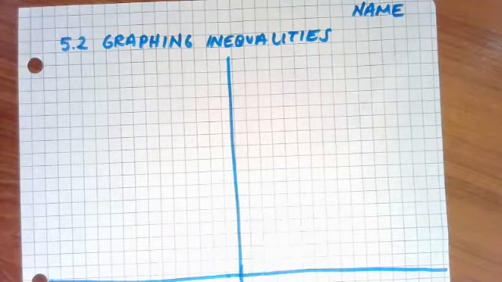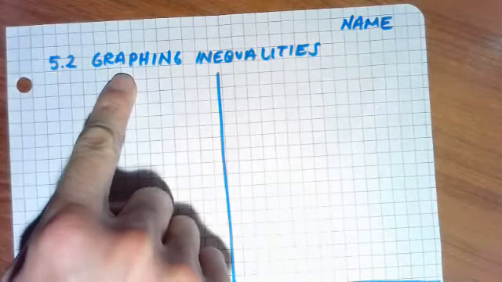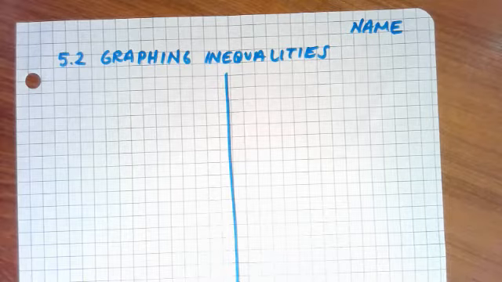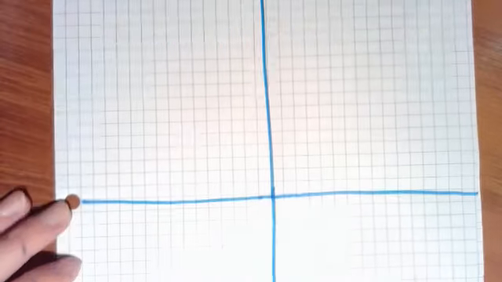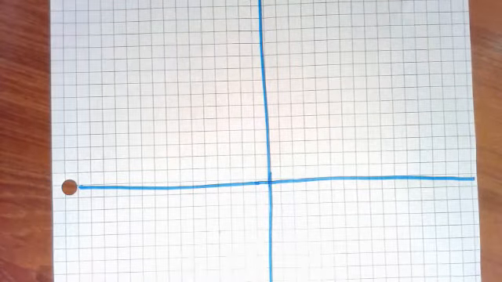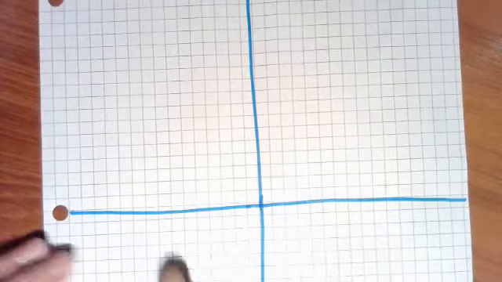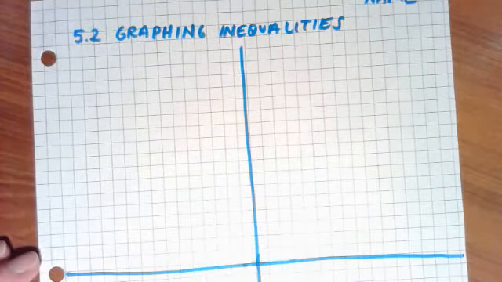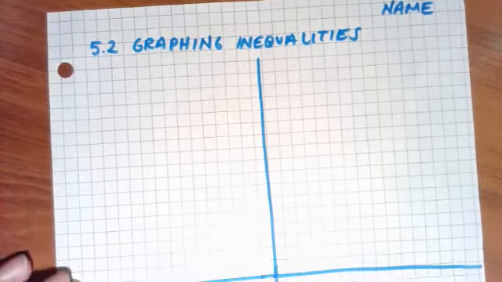Hello everybody, these are the video notes for lesson 5.2, graphing inequalities. Something that I've done for these notes to set it up that you can do as well is I've divided the paper into fourths. So I just folded it and then drew lines. So I have 4 quadrants because we're going to be doing 4 examples for these notes.